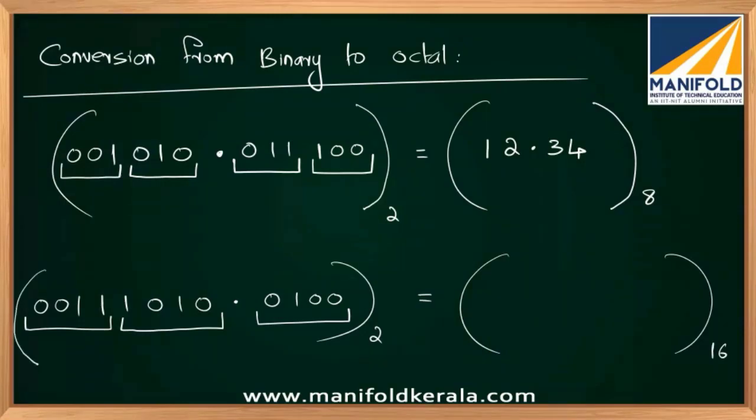Now replace each of these binary strings by its corresponding hexadecimal symbol. So what is this particular symbol? What is this hexadecimal symbol? 0011. What does that correspond to? 3. What about 1010? 1010 corresponds to A. Right? And what about 0100? What does that correspond to? It is 4. Very good. So basically now your hexadecimal number is 3A.4. Right?